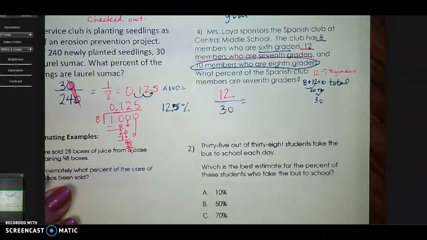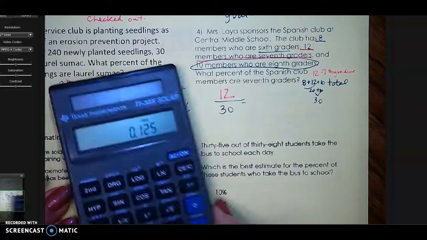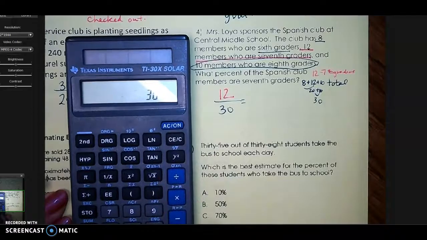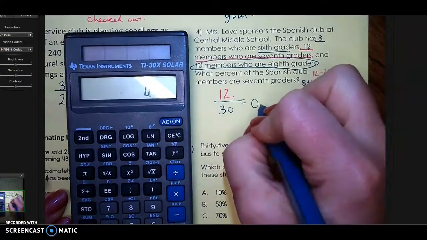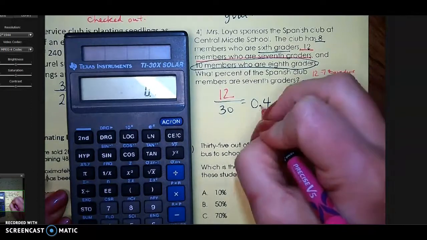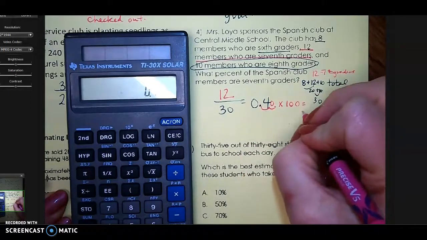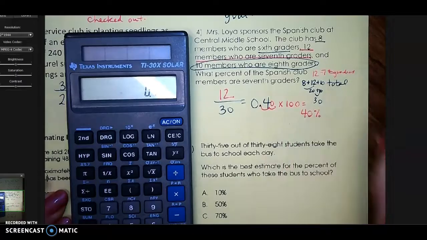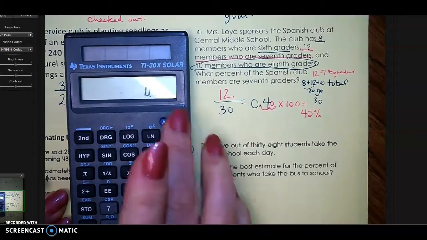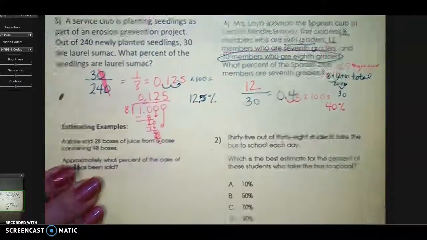So I'm going to divide how many there are that are 7th graders by how many there are total. So 12 divided by 30 is 0.4, and we're like, wait, we know that's a decimal. Let's multiply by 100, so we get 40%. So 40% of the Spanish Club members are 7th graders. So close to half, but not quite.